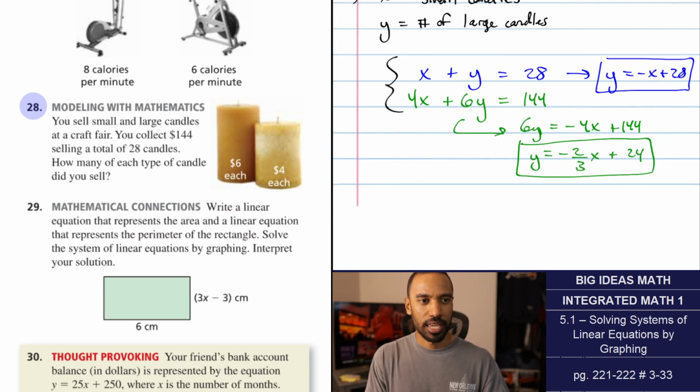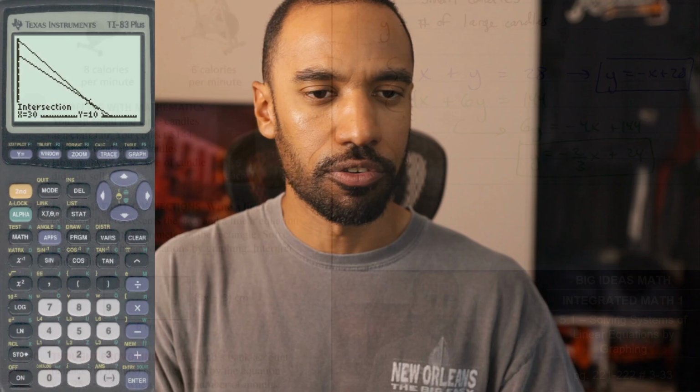So let's get these ones in and let's get a good favorable window range for ourselves. So we'll have negative x plus 28. Y equals. And y equals negative 2/3 x.